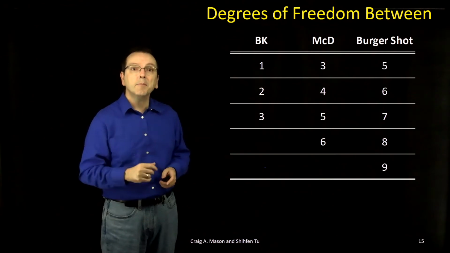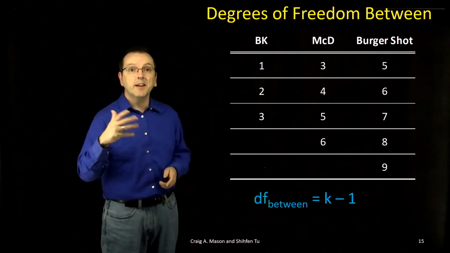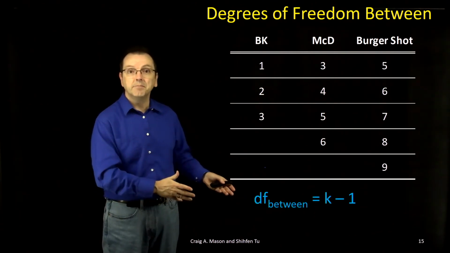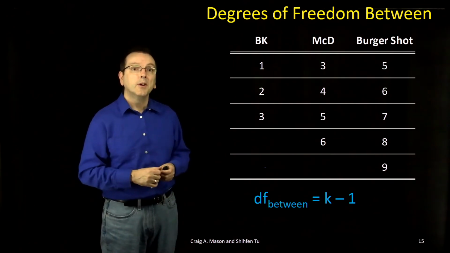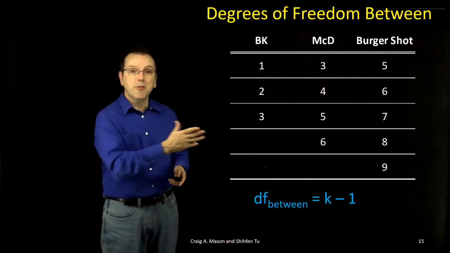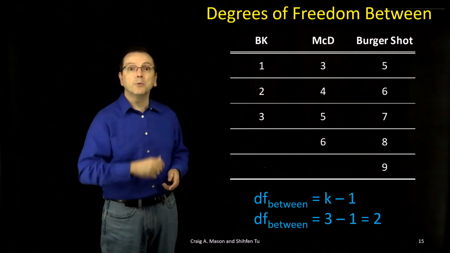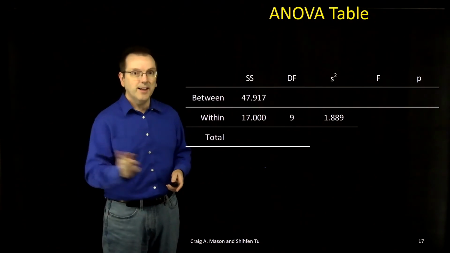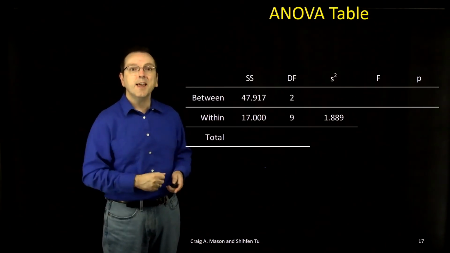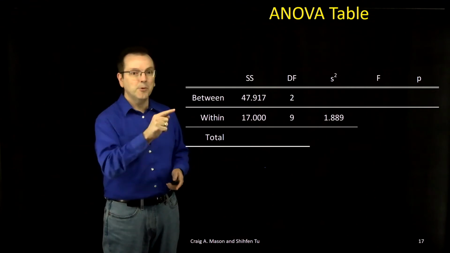The degrees of freedom between is simply the number of groups k minus 1, which in this case is 3 minus 1, or 2. Let's then enter that into our ANOVA table. All right, and we'll keep moving.